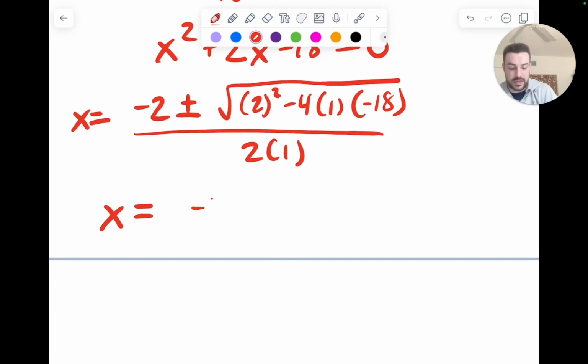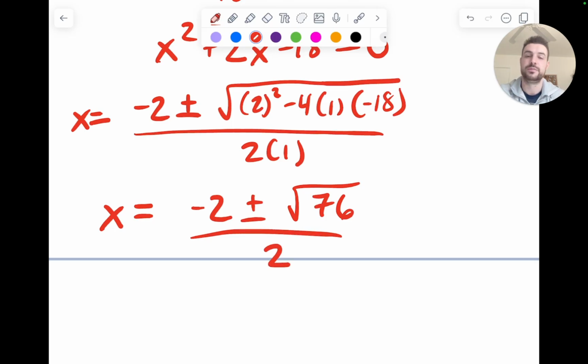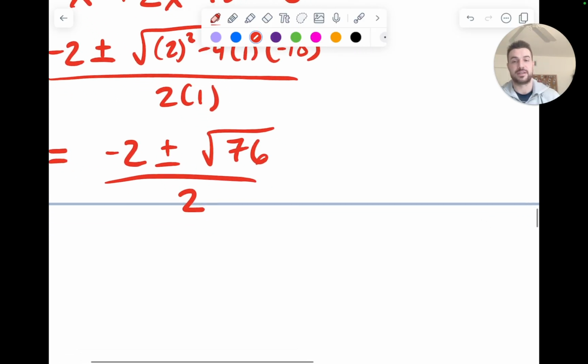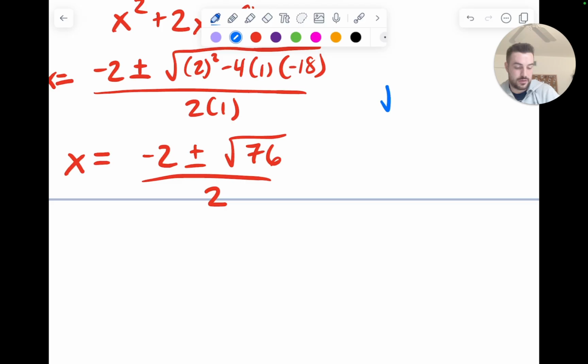X equals negative 2 plus or minus the square root of, this discriminant is going to be a little bit larger, but we end up with 4 plus, I think that's 72. Yep. So our discriminant is 76 all over 2. All right, so similarly, we are going to have to simplify the square root of 76.